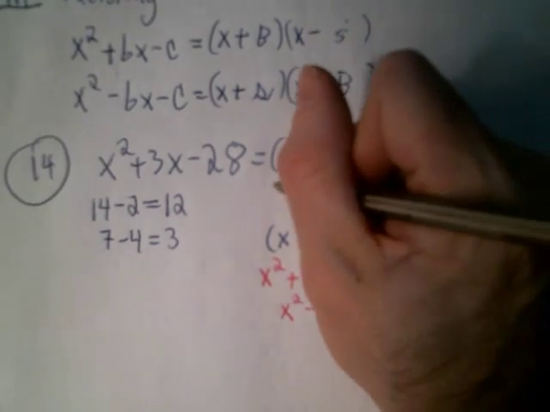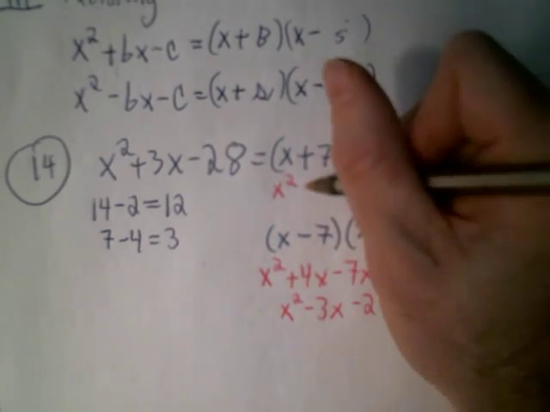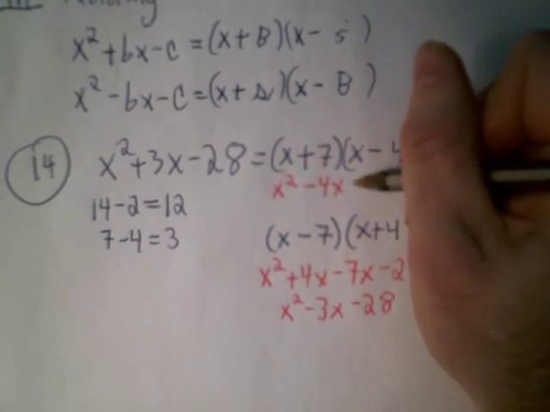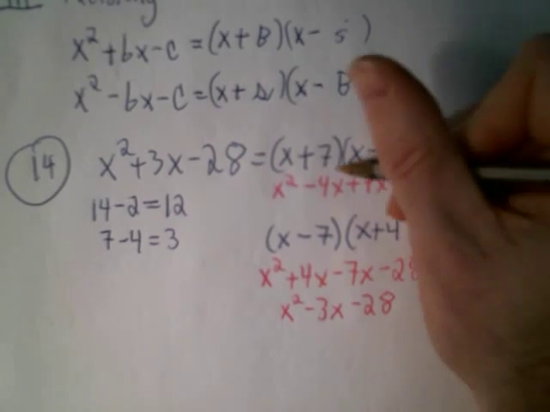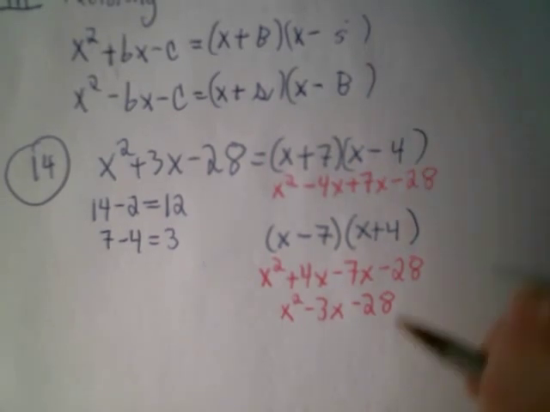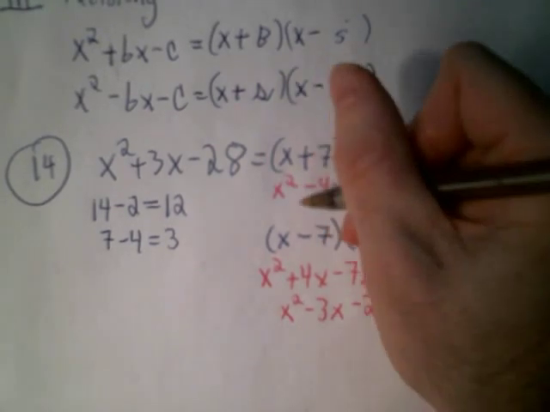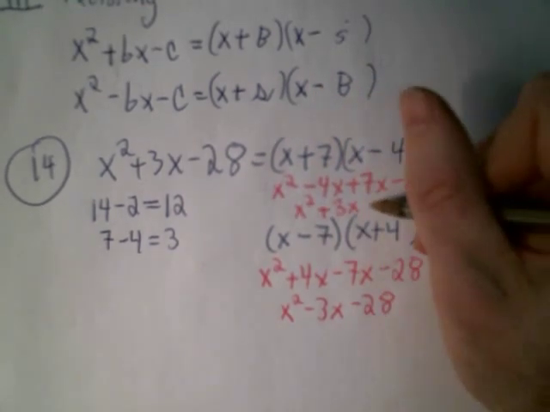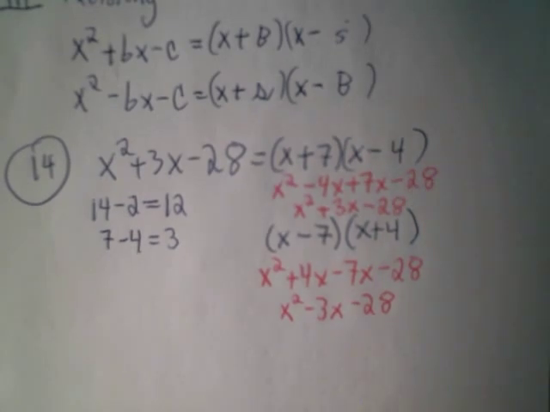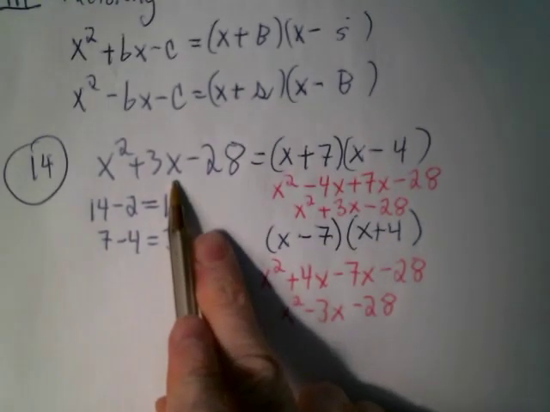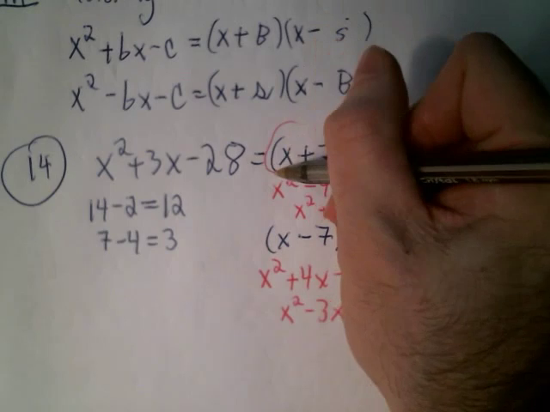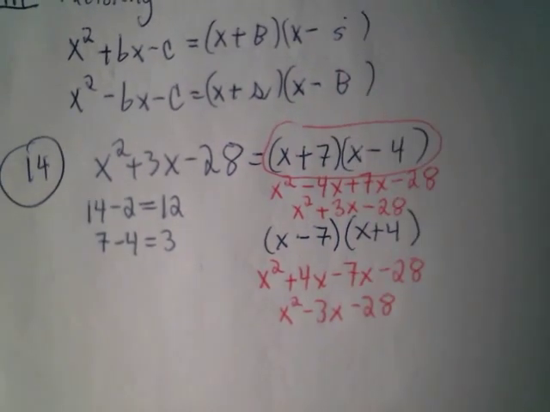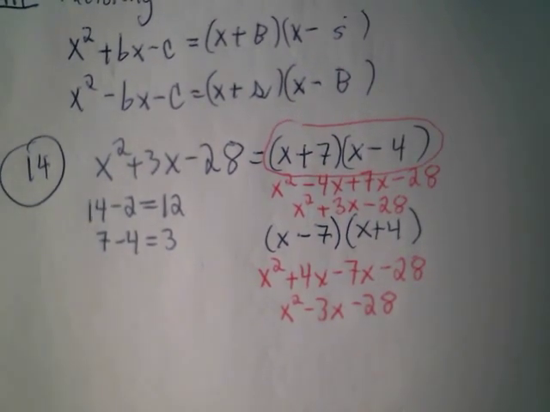So this times this is x squared, and then the outer, and then the inner, and then finally the last. Combine your like terms. And we have the appropriate factorization now. So this would be our factorization, and we can go on with our lives. Okay, so that's 14. Let's try some more.